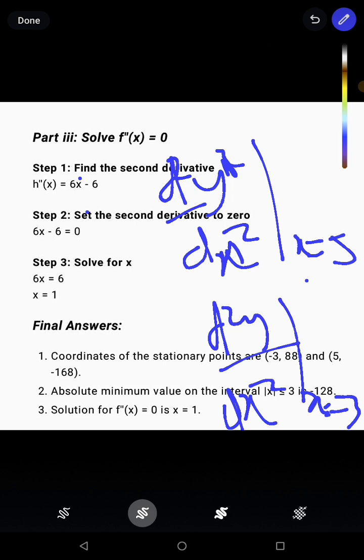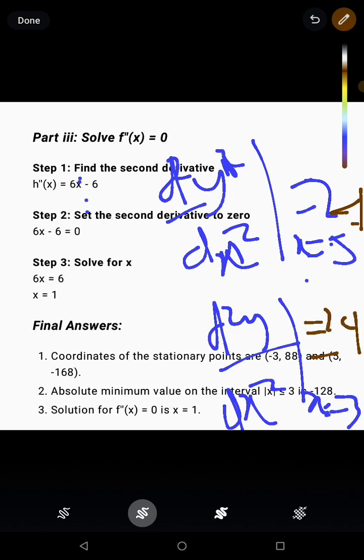You now put 5 into this place. Let's assume I want to do it. That will be 6 times 5, 30 minus 6. I get 24 here. Now put minus 3 into this place. 6 times minus 3, that's minus 18. Minus 18 minus 6, that's minus 24.